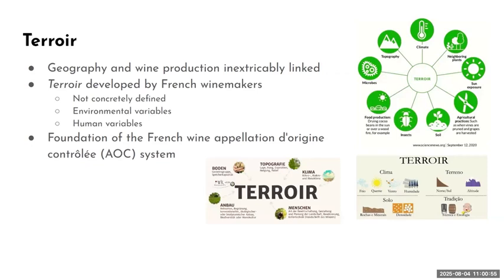Geography and wine production have been inextricably linked pretty much from the start. The French developed the term terroir to describe the environmental and human variables that influence crops' phenotypes both inter and intra-vineyard. Terroir is not concretely defined, as shown by the graphics on the right, and can contain any number of variables. Yet it is the basis of the French appellation system used worldwide. This system asserts that wines from specific regions are irreplicable, regardless of identical growing conditions and production methods.